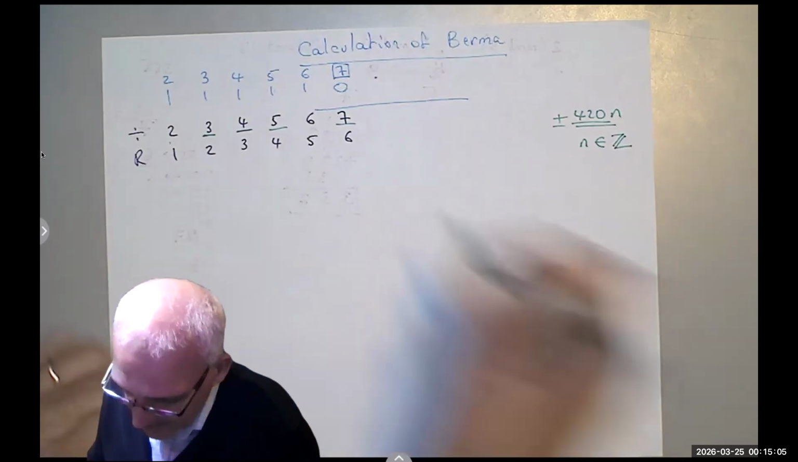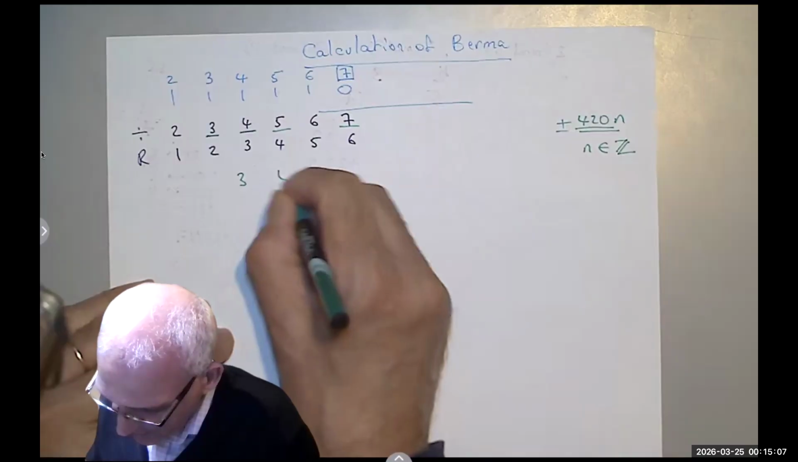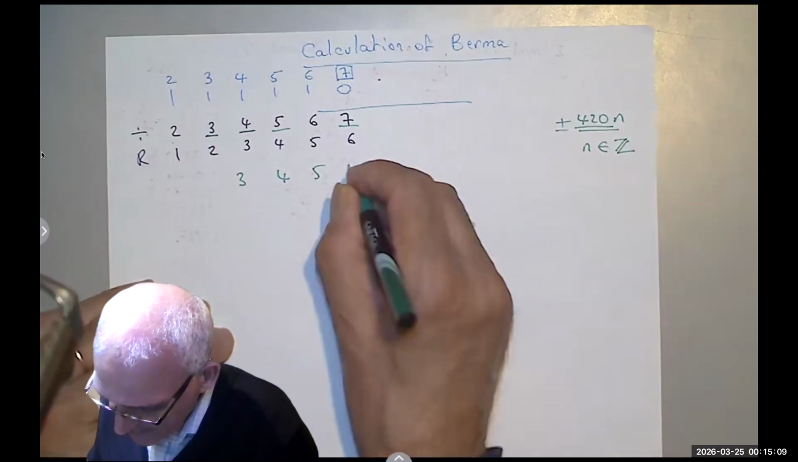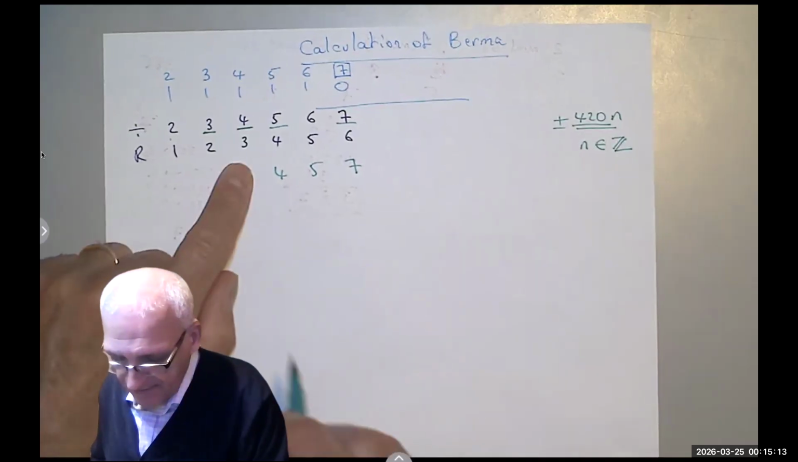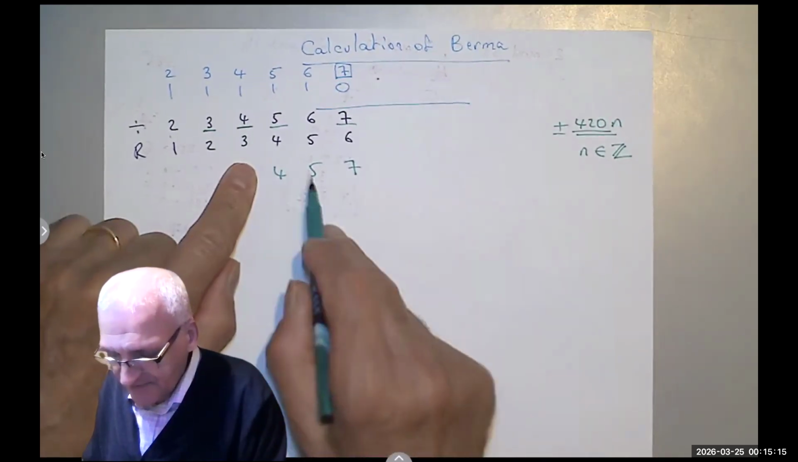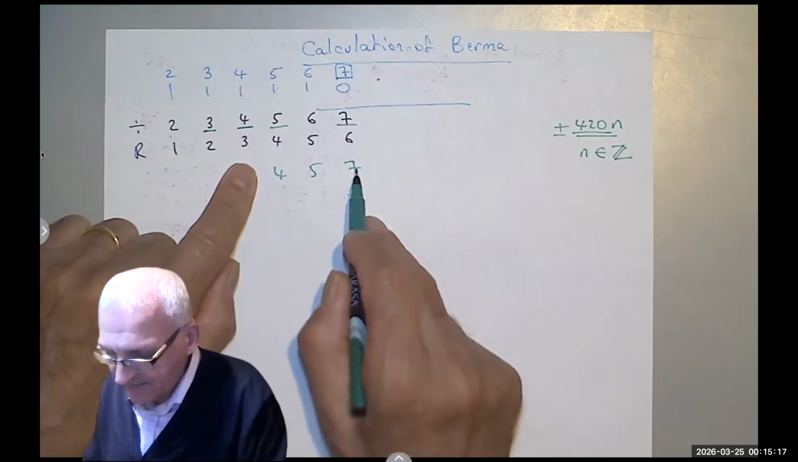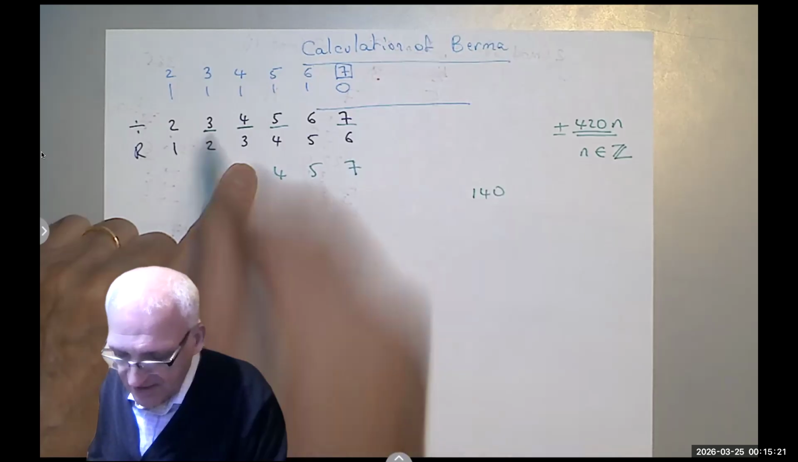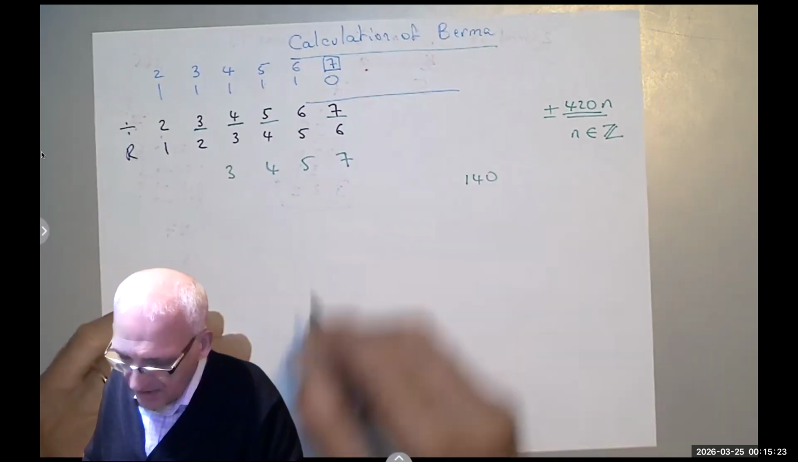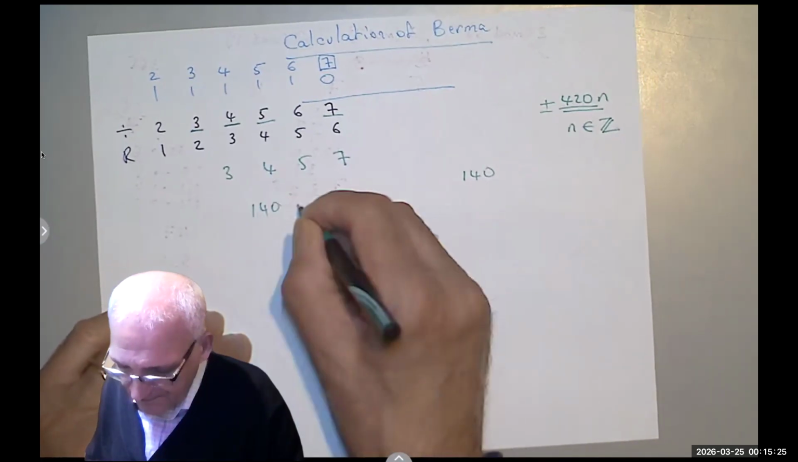Okay, so let me write them down like we did before. 3, 4, 5, 7. To see if a number is divisible by 3, 4 times 7 is 28, times 5 is 140. 1 plus 4 is 5. That's a remainder of 2, so 140 is okay. I'm going to write 140.